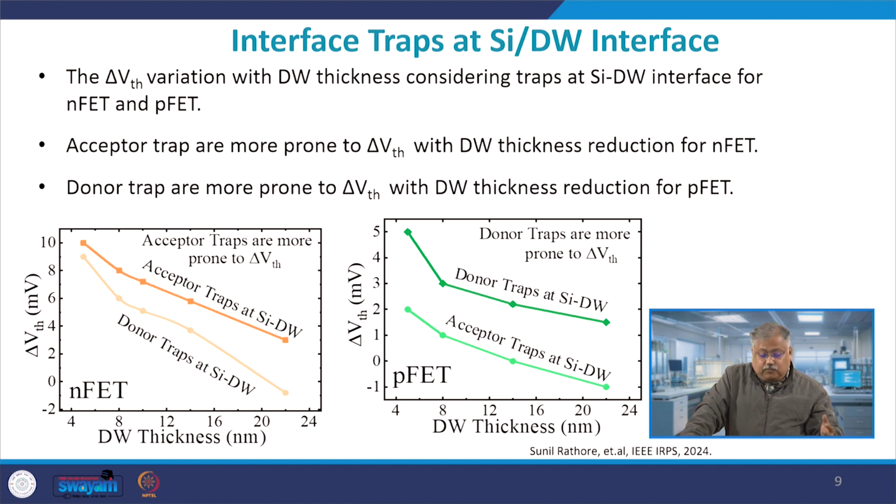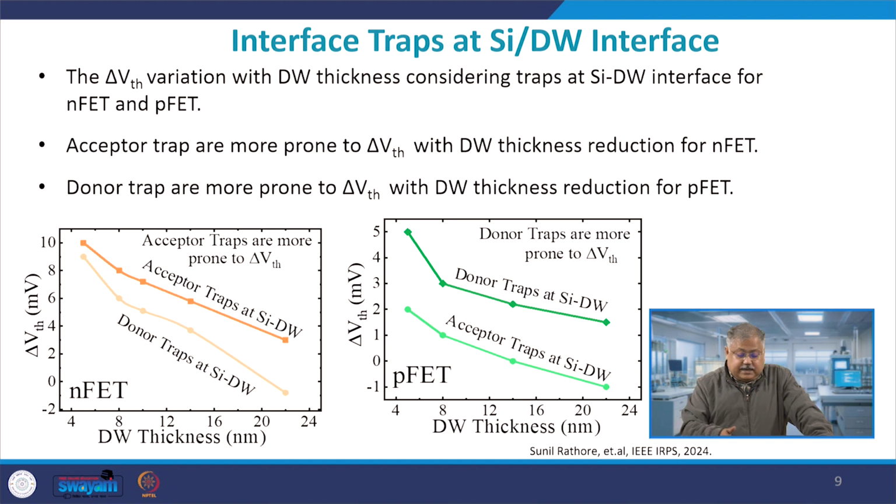Now, further, if you look at the acceptor charge traps at silicon dioxide as compared to donor trap charge, for a very low value of dielectric wall thickness, you get approximately 10 millivolt as the threshold voltage change, VTH, when you have acceptor traps at the dielectric wall. Please keep this in mind, we might be requiring it at a later stage.